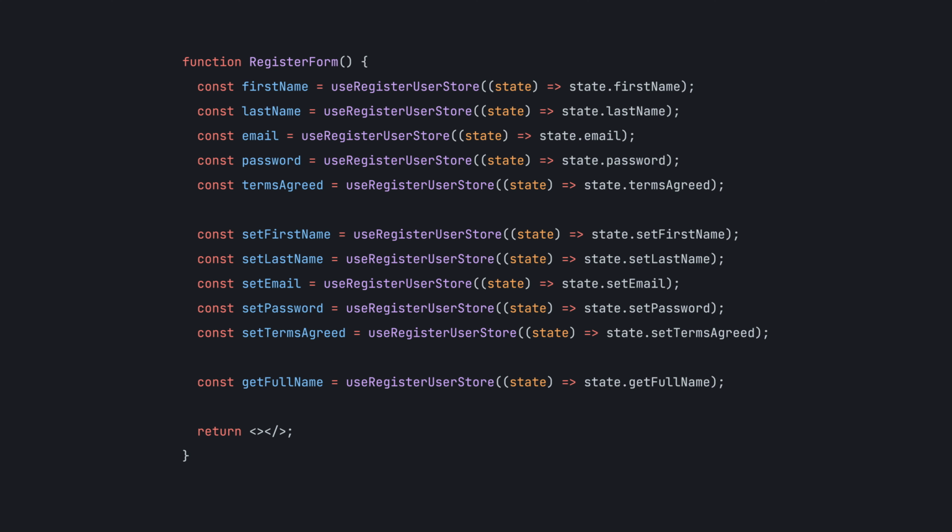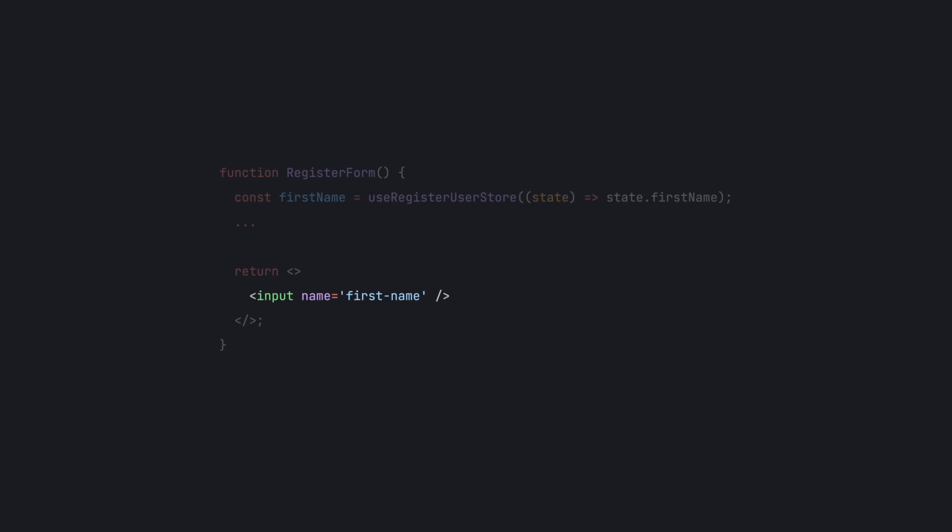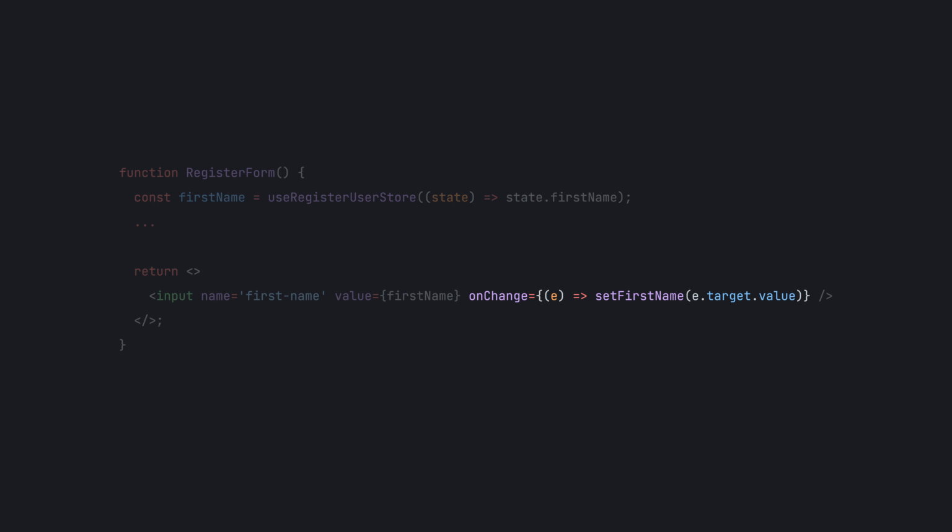Now, let's add those properties and setters to the correct inputs. Finally, we can start adding the inputs. For all the normal inputs, we just need to add a value and assign it to the value we get from the store. Lastly, we need to handle the change of the value via the onChange, like you would do with a vanilla React state. Let's do it for all fields.